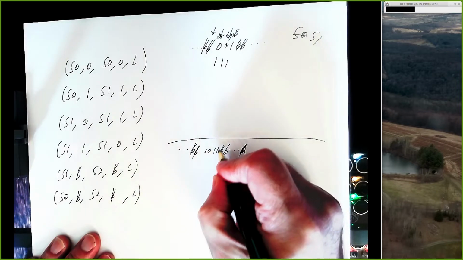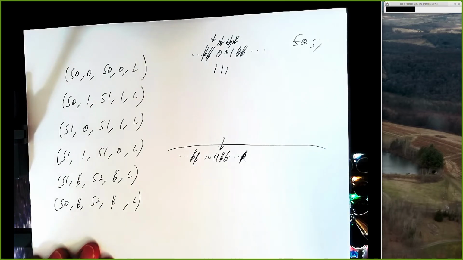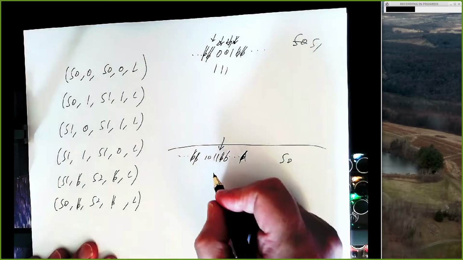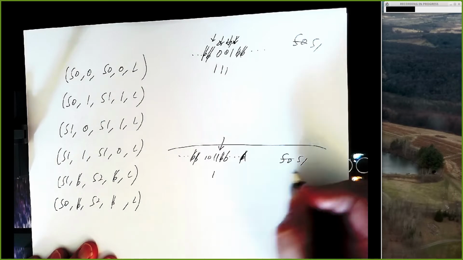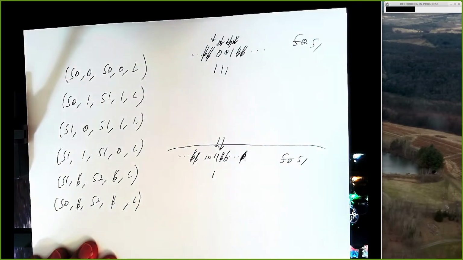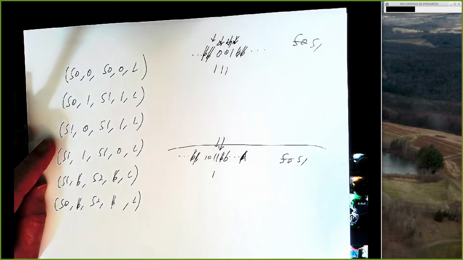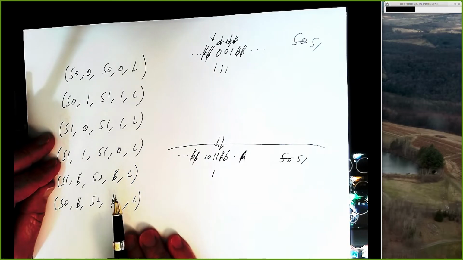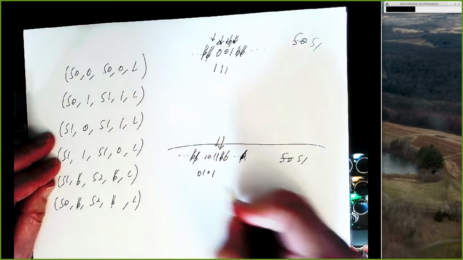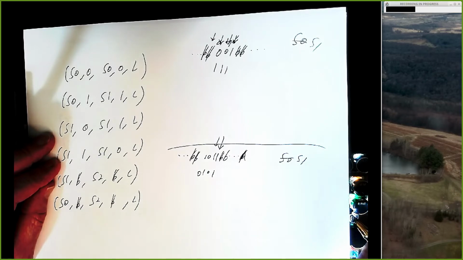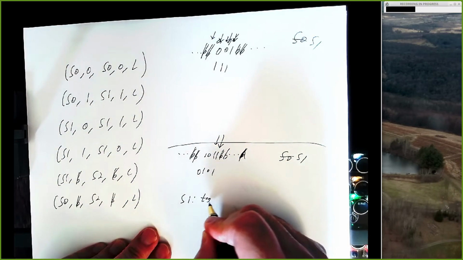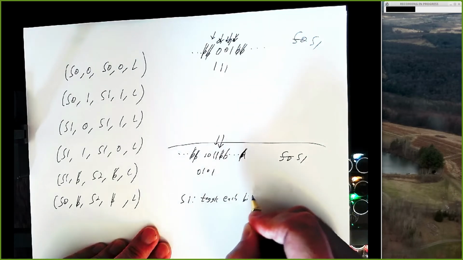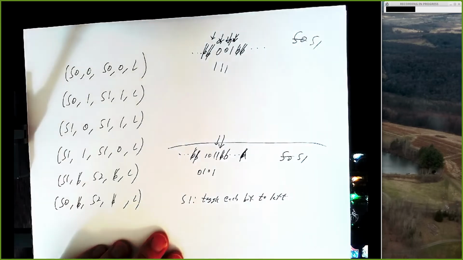Alright, what about 1011? So we start in state 0. There's a 1. It's going to leave that 1, change to state 1. And then it's going to flip all the other bits. So S1 has an interesting behavior. Once you're in state 1, if you see a 0, write a 1. If you see a 1, write a 0. If you see a blank, you're done. So this is going to come out to be 0101. So S1: toggle each bit from wherever you are out to the left.